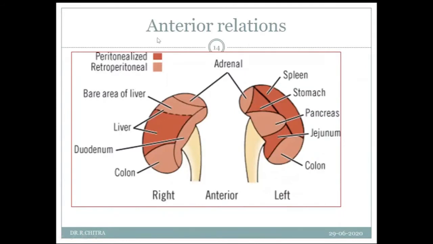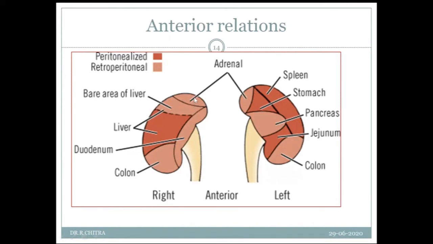Anterior relations of both kidneys differ, as the viscera are different on the right side and the left side. So now we will see the right kidney. Both kidneys present the suprarenal impressions on the upper ends. Both relations are non-peritoneal. Here we will first see the right side.